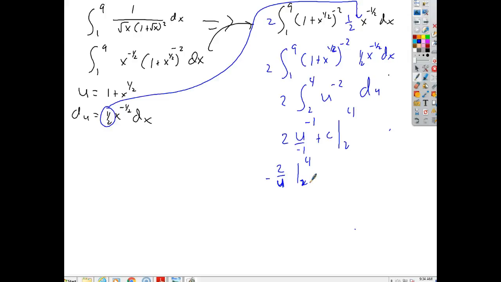When I got bound, c always falls out. So it's going to be something minus something, and the c is going to be c minus c, so it always falls out. Not yet. I got to put the numbers in. Put in a 4 minus put in a 2. So this becomes -1/2 plus 1, which is 1/2.